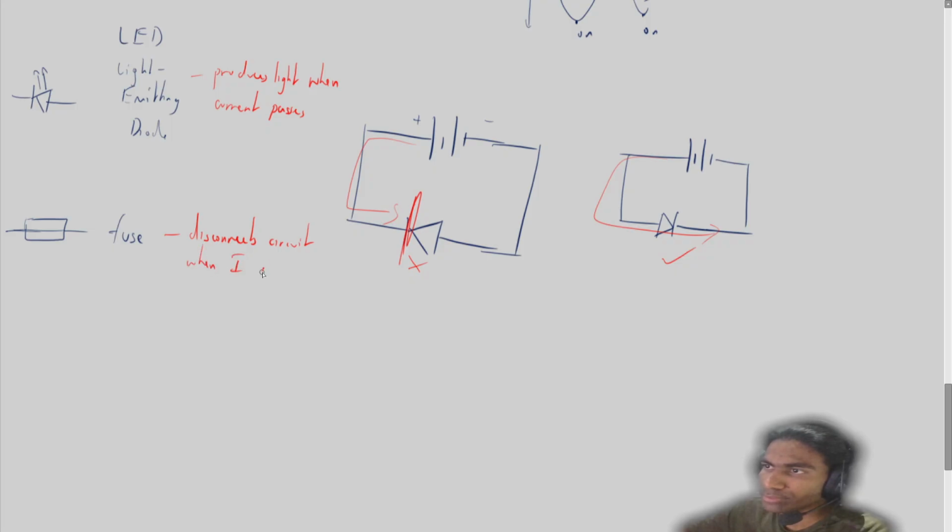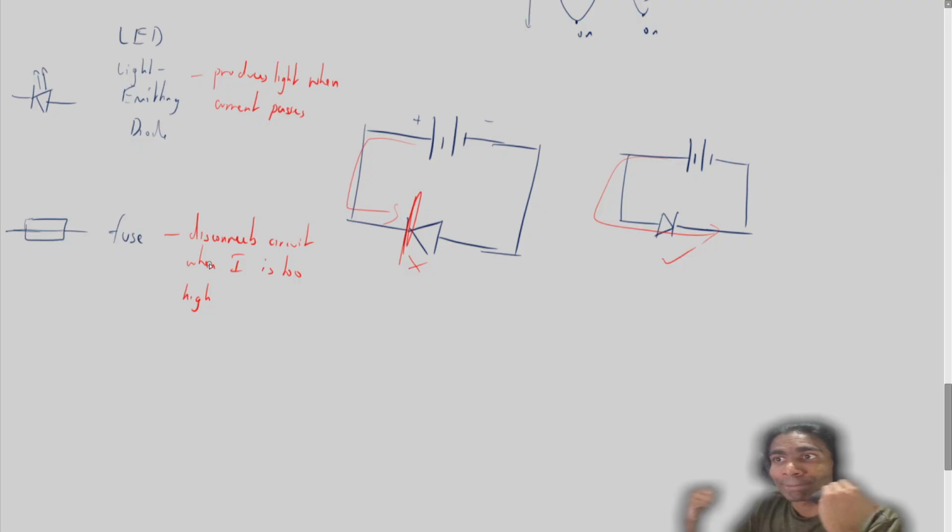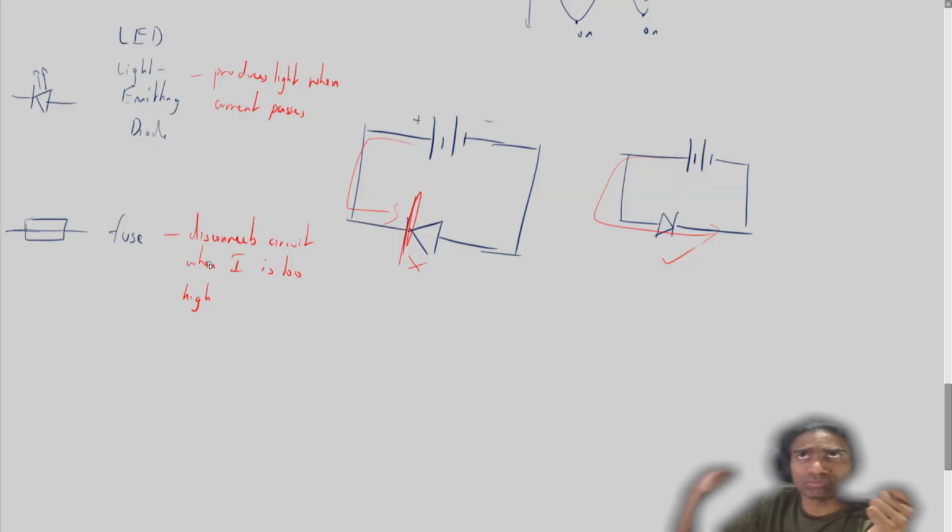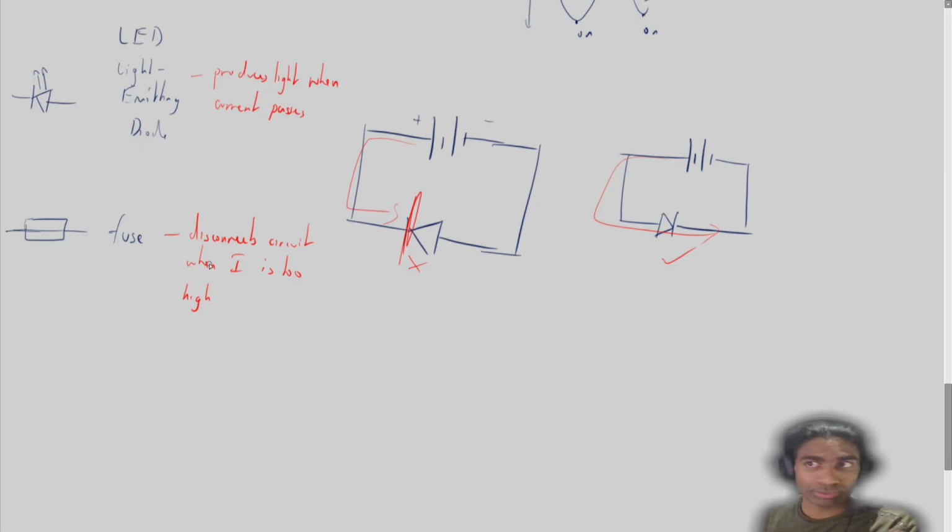When the current is too high. Yes, remember I stands for the current in symbols for physics. So it disconnects the circuit when the current is too high, and back then, whenever there was some kind of sudden increase in voltage or current, that would always lead to the fuses getting blown. So you would have to actually replace the fuses as a result, right?